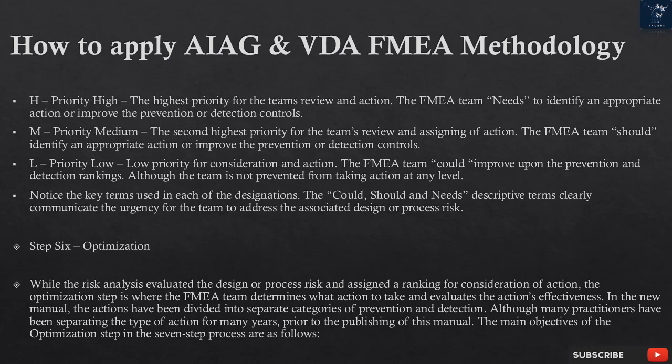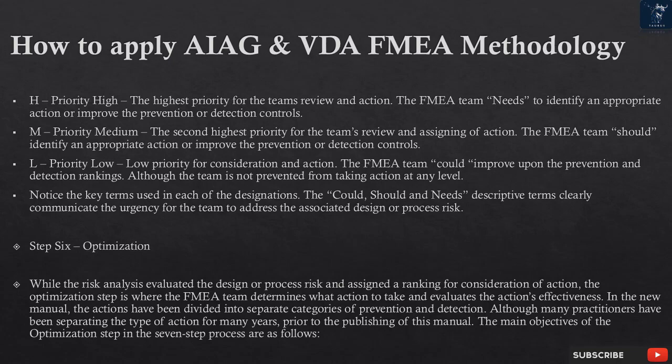M. Priority medium, the second highest priority for the team's review and assigning of action. The FMEA team should identify an appropriate action or improve the prevention or detection controls. L. Priority low, low priority for consideration and action. The FMEA team could improve upon the prevention and detection rankings, although the team is not prevented from taking action at any level. Notice the key terms used in each of the designations.